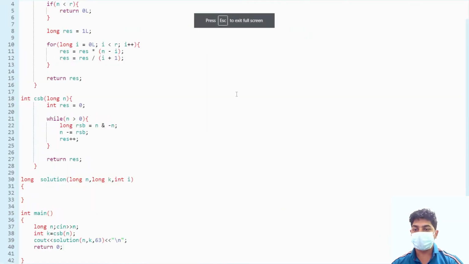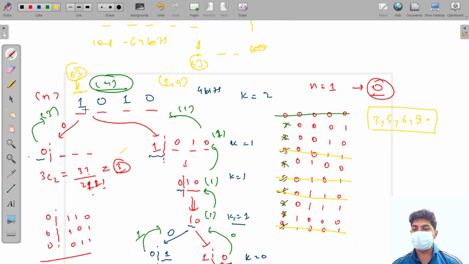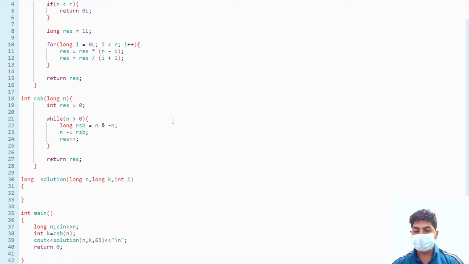Now let's try to code it. So what else do we need? Each time, I start with the first bit. There are two options: this bit could be 1 or this bit could be 0. Like in this case here, this bit was 0, here it was 1. So I need to know whether it is a 1 bit or a 0 bit. For that I will need a mask. So let's calculate a mask. Long mask equals long 1 left shift of i. So I got a mask.